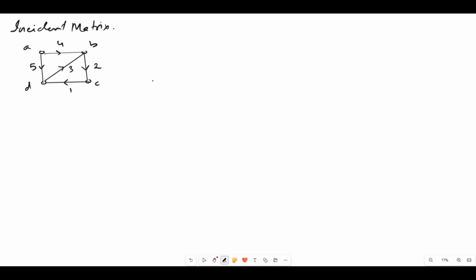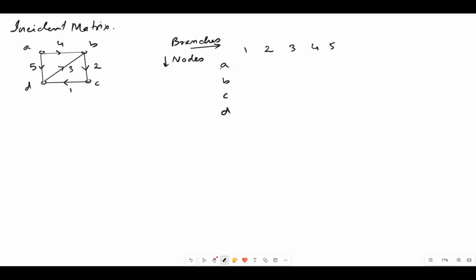Now let's see how to determine the incidence matrix. In order to determine the incidence matrix, we have to write down the branches and nodes with respect to series and parallel combination. So we'll be writing the branches in parallel and nodes in series. So we'll be writing branches here and nodes in this direction. In our case, we have nodes A, B, C and D. We have 4 nodes, and we have branches 1, 2, 3, 4 and 5.